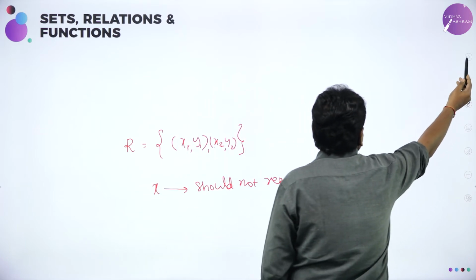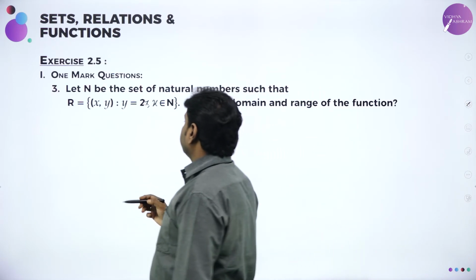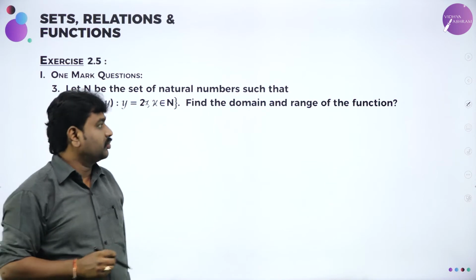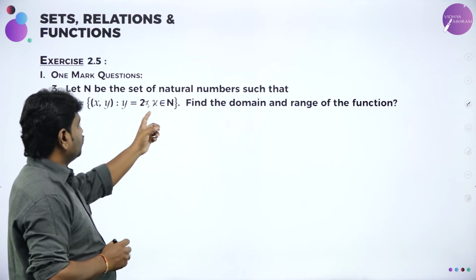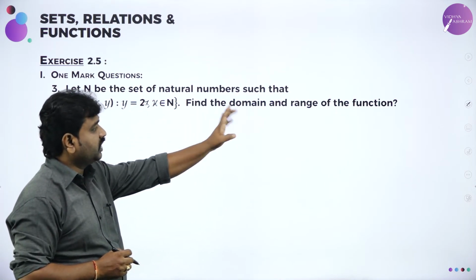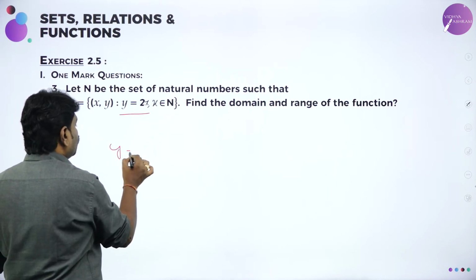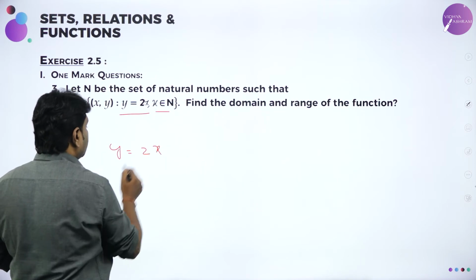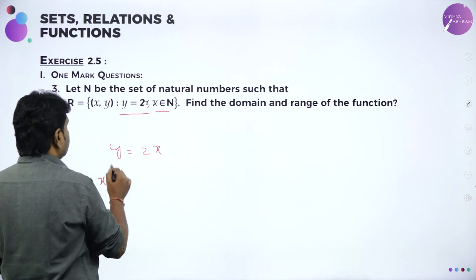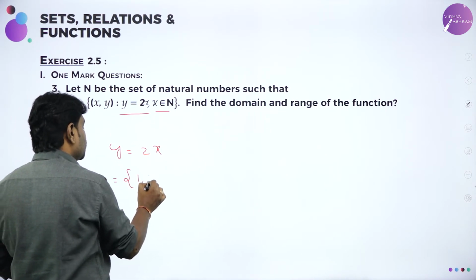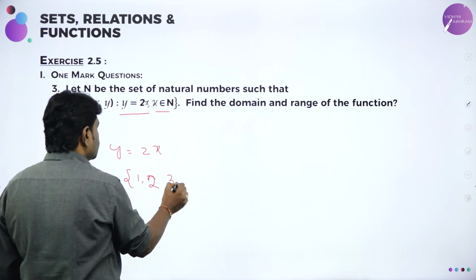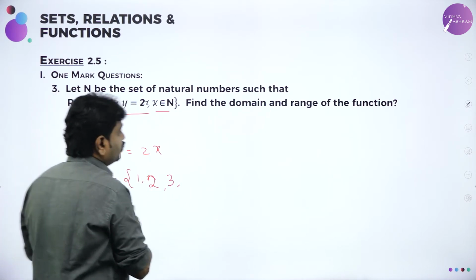Now another question. N is the set of natural numbers, y value is 2x, x belongs to natural numbers. They are asking you to write the domain and range. So the function is defined here: y is equal to 2x, and x is a natural number. What are the natural numbers? So x values you can take from natural numbers, means 1, 2, 3, and so on. X belongs to natural numbers.